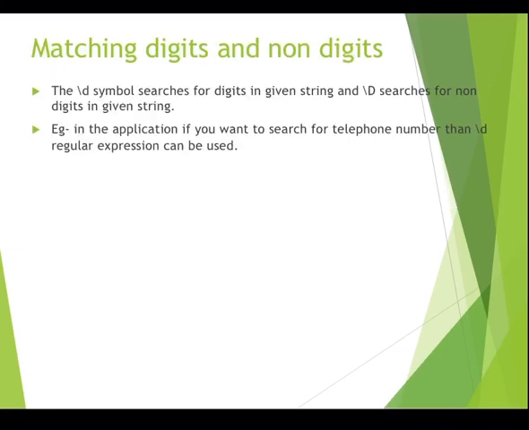Next is matching digits or non-digits. As I discussed earlier, the slash d symbol searches for digits in a given string, and slash capital D searches for non-digits in the given string. That is, it checks whether your string contains anything other than digits, and slash d will check if your string contains digits.